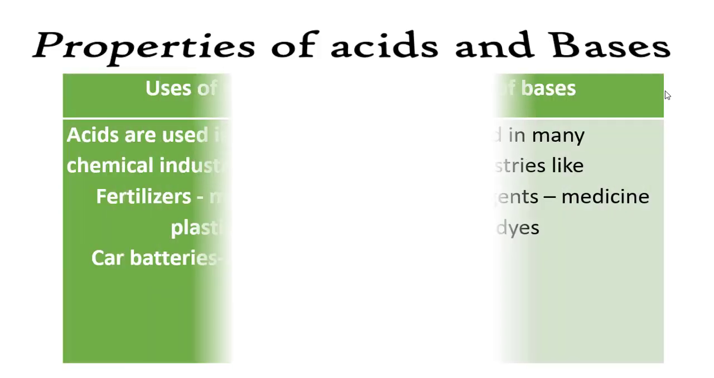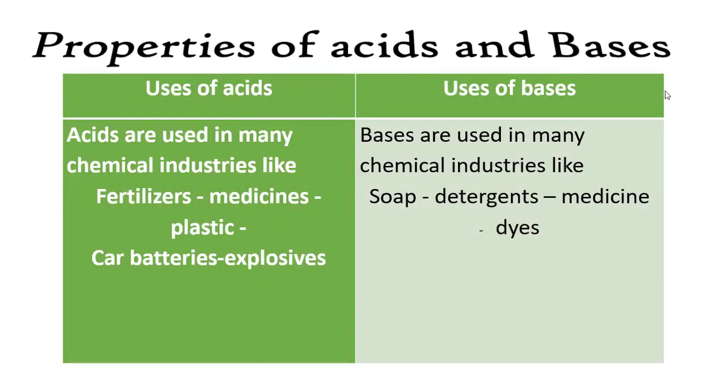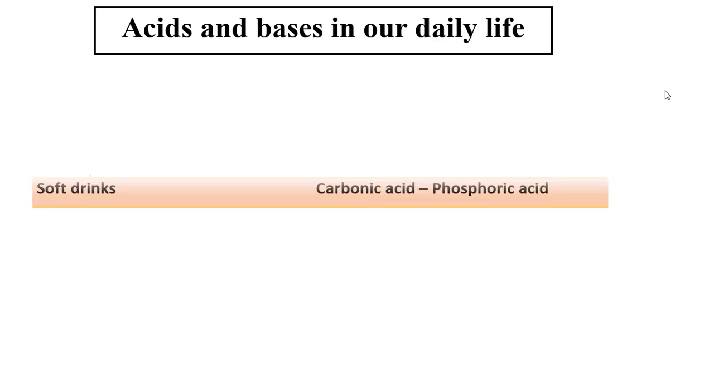Number 1, properties of acids and bases. Uses of acids. Acids are used in many industries like fertilizers, medicines, plastic, car batteries, and explosives. Also, uses of bases. Bases are used in many chemical industries like soap, detergents, medicine, dyes. Acids and bases in our daily life.